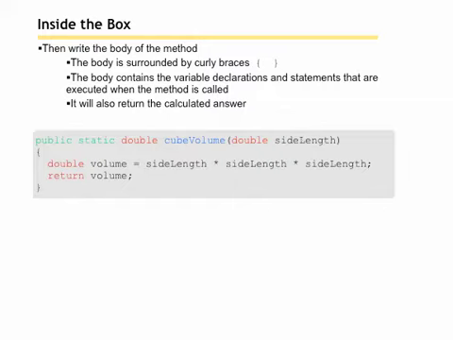So inside the box, we have to write the code to enable the method to work. So to calculate cube volume, we enclose it in braces that denote the beginning and the end of the method. We're going to declare a variable called volume and set it equal to side length times side length times side length. And then on the next line, we return volume. So whatever we calculate, we then return.